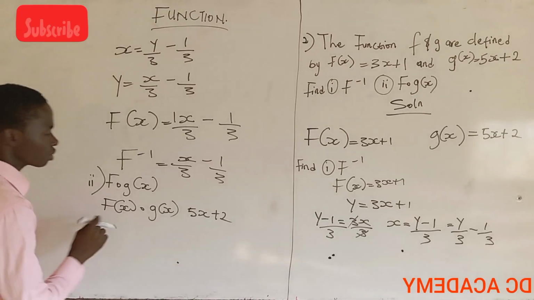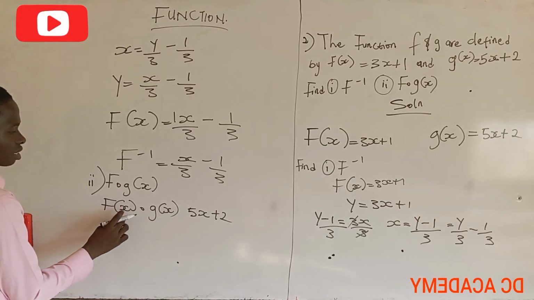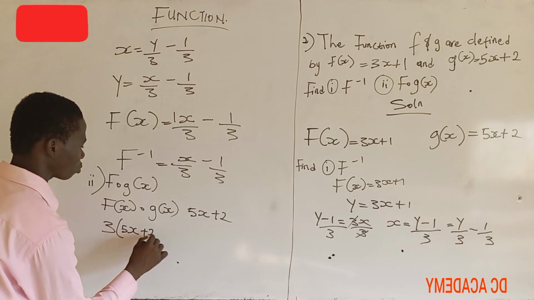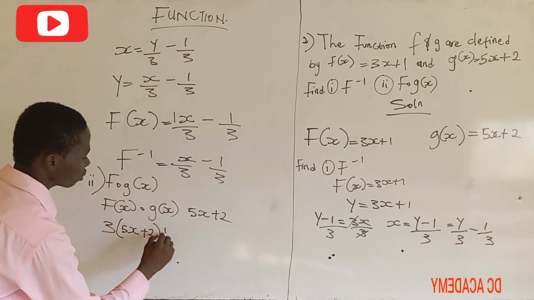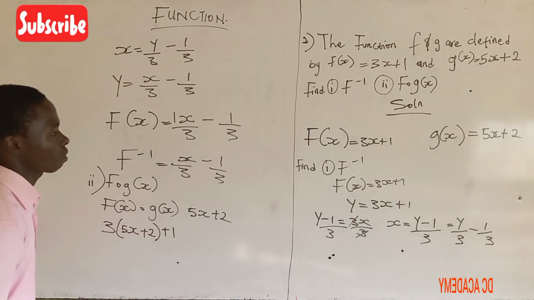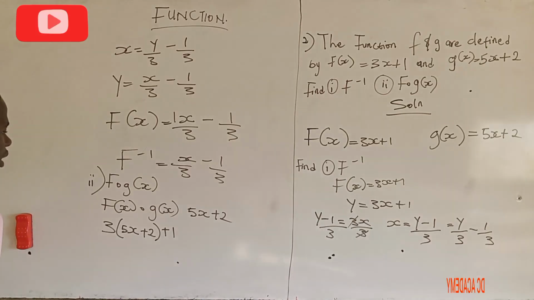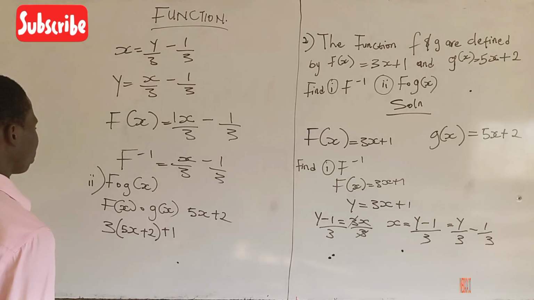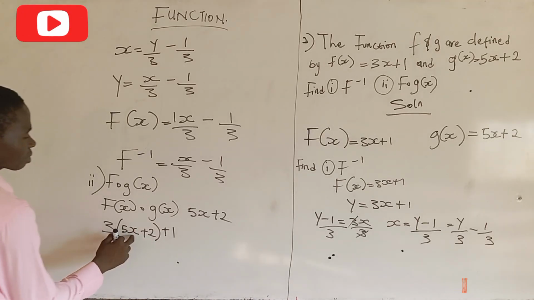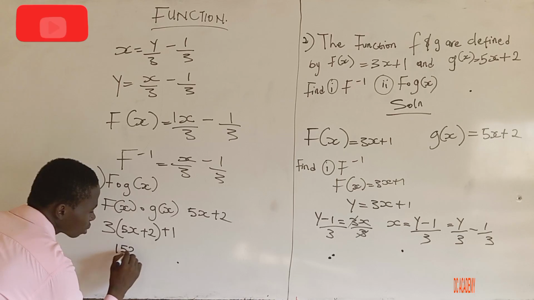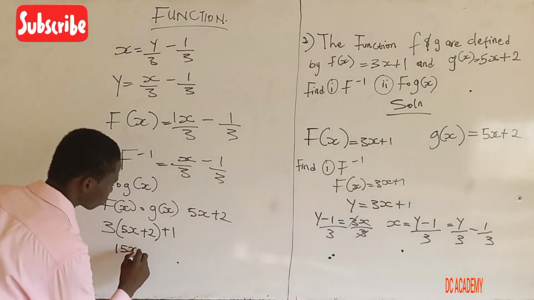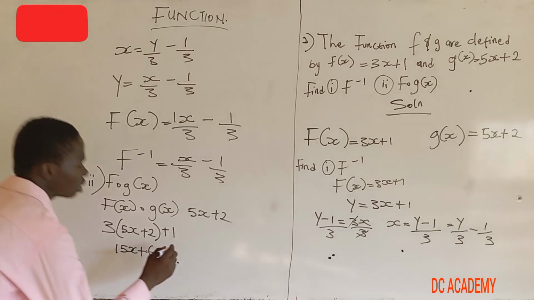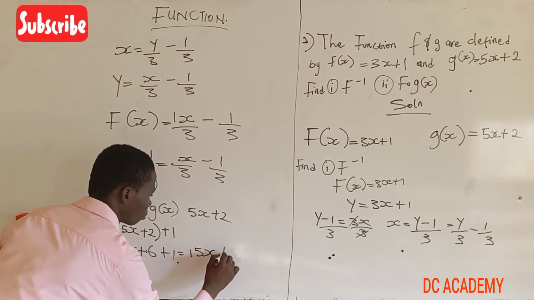And when you solve this, you have something like this. I'm writing 3 times (5x plus 2). Remember, it has 3x plus 1, so now I'm going to add 1. So this is it. Now at this point, what do you have to do? Okay, let's multiply this. 3 times 5x is 15x. 3 times plus 2 is plus 6. Then plus 1. Now 15x plus what? 7.